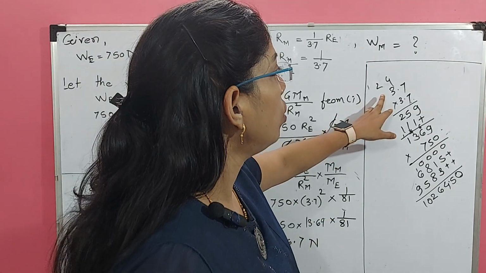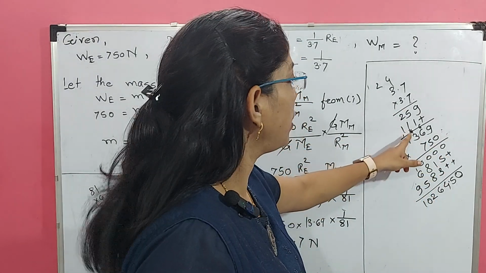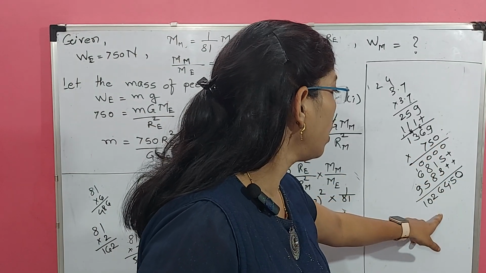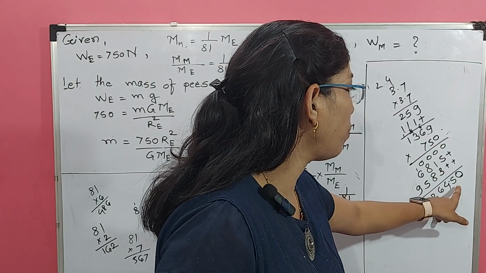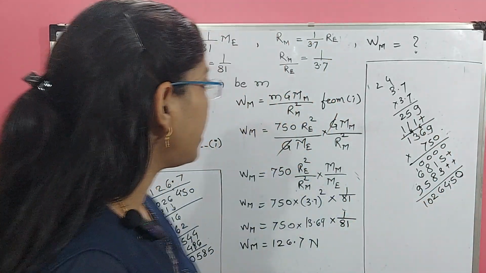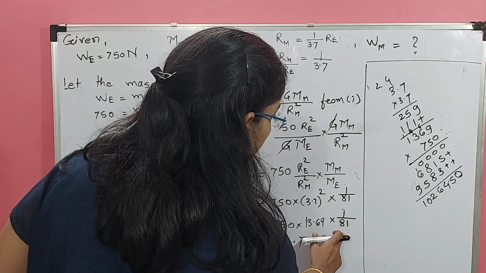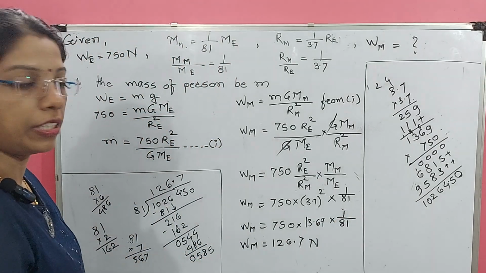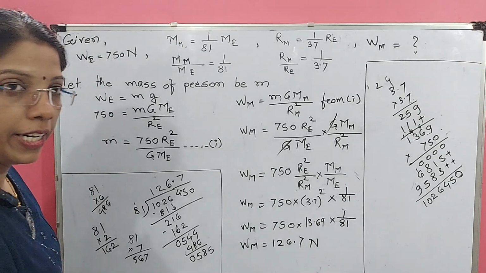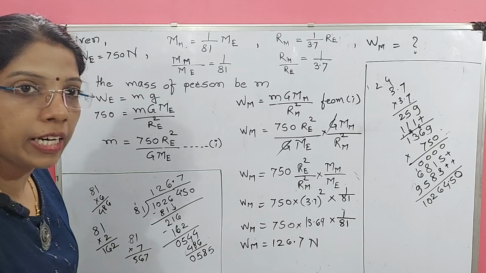You can zoom the video. The square of 3.7 is 13.69. 13.69 into 750 is 10267.50, because the point is after 2 digits. Then we divide this value by 81, because 81 is the denominator. The division is given here. For dividing the first number 102 by 81, we consider the table of 8.